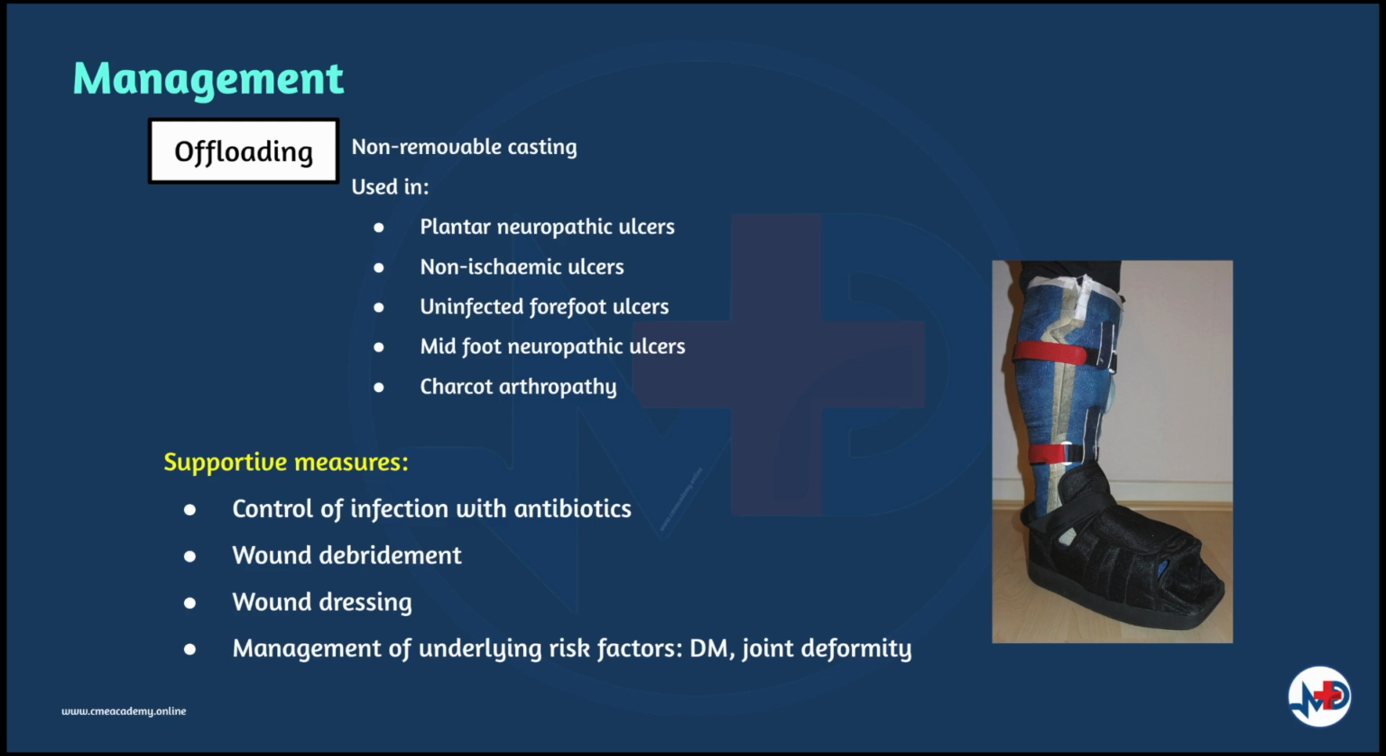First of all, this would involve offloading. So non-removable casting should be offered for plantar neuropathic and non-ischemic uninfected forefoot or midfoot neuropathic ulcers. It can be the management for Charcot's arthropathy too. Next, control the foot infection with antibiotics if they are infected. Wound debridement and wound dressings are also important management of the ulcers if they are extensive. Long-term management of underlying risk factors such as diabetes and joint deformity should be considered.